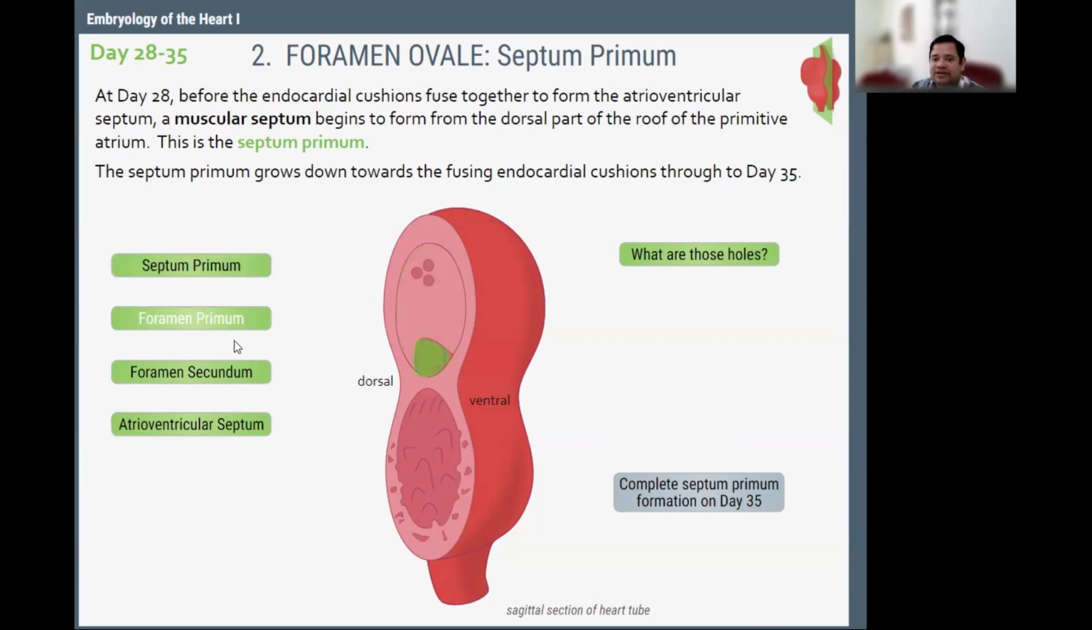Then you can see foramen primum. This is the part which is going to become foramen ovale in future. Then there are some foramen secundum, some holes, and then the atrioventricular septum. The cushions come and meet each other, and they will form the atrioventricular septum.